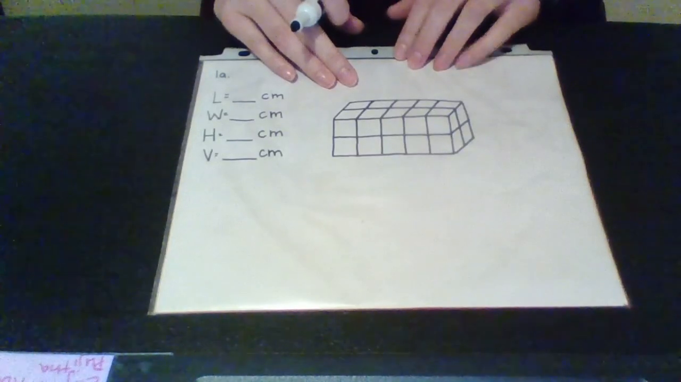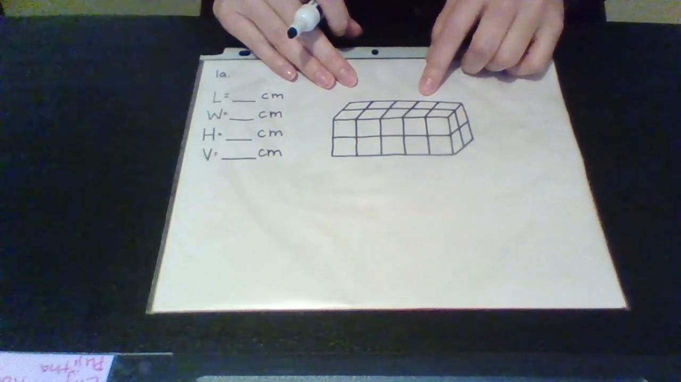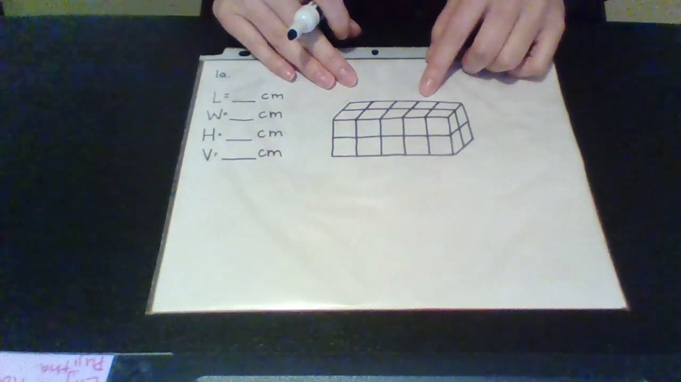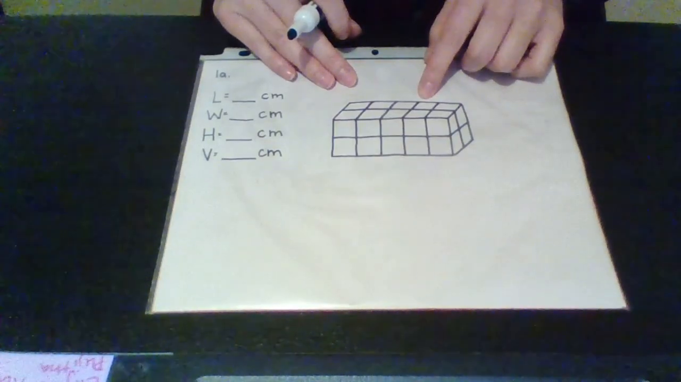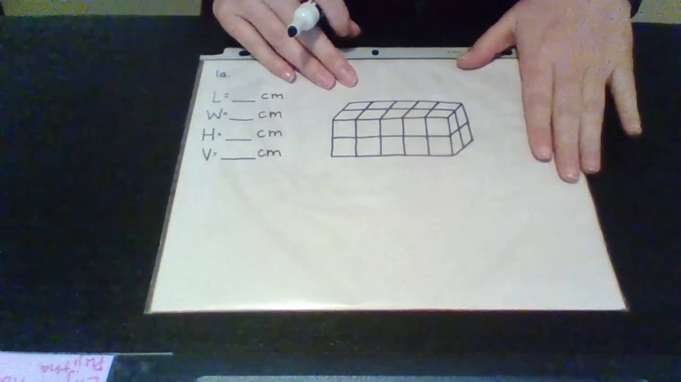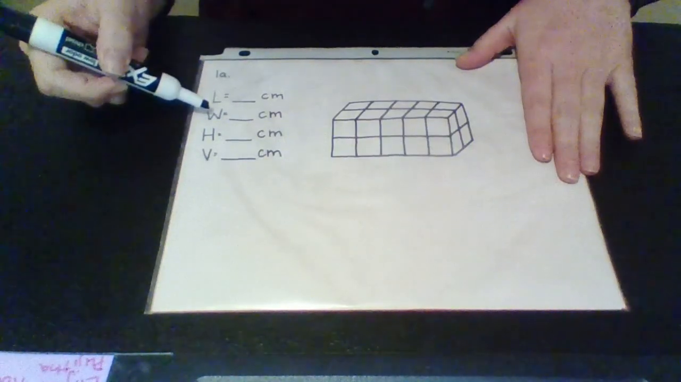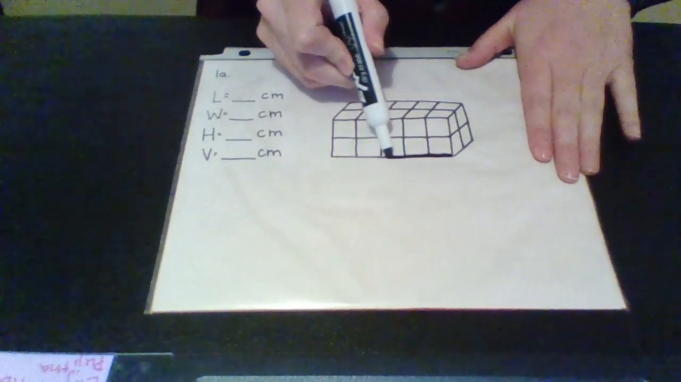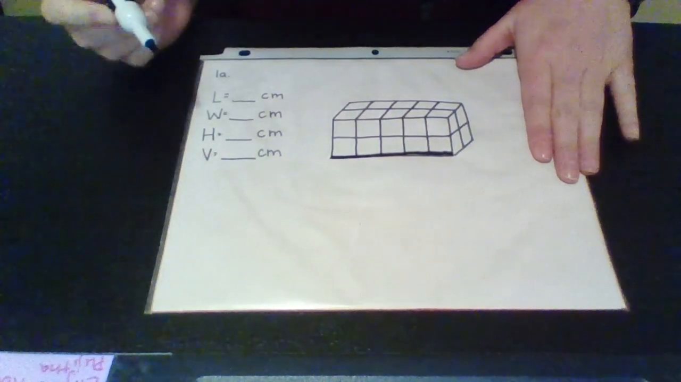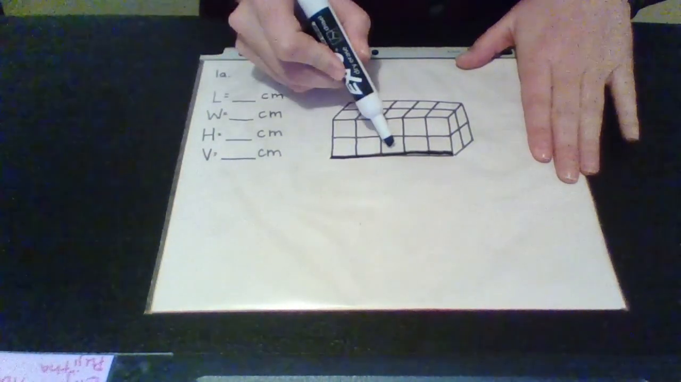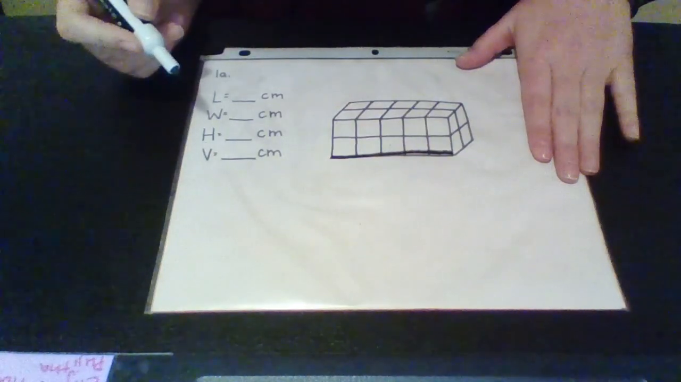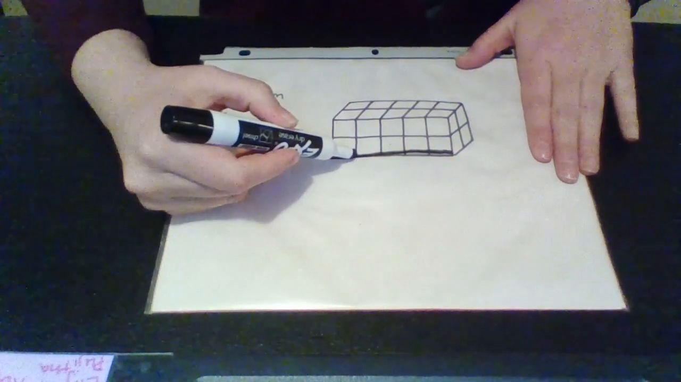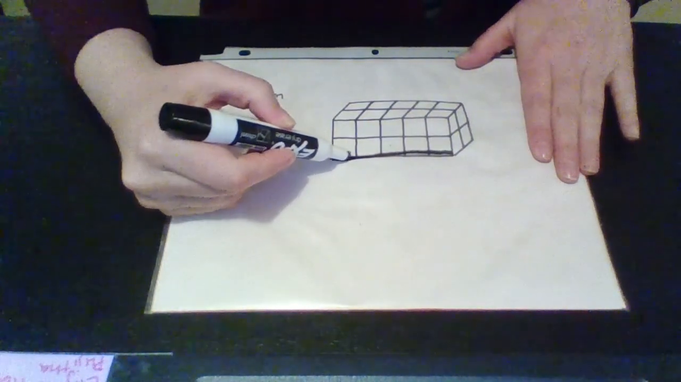For our problem set number 1, I wanted to do that one with you so you could get a sense of what they're looking for. For each rectangular prism that they've given you, they want you to find the length, the width, and the height of each shape. Remember, my length is going to be along this point right here. So I have 1, 2, 3, 4, 5 cubes there. So for my length, I have 5 cubes, but remember each one of those cubes is 1 centimeter.